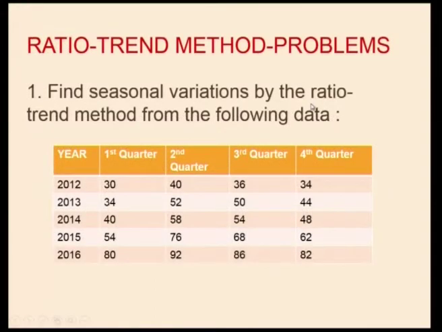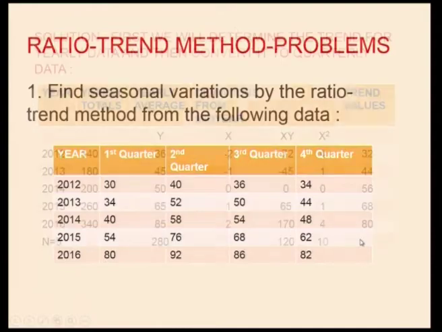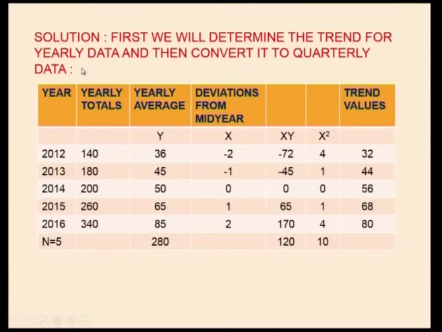Let us see some of the simple problems. Find the seasonal variations by the ratio to trend method from the following data. So we are given the years from 2012 to 2016, and for each quarter he has given the corresponding values. For 2012 you have 30, 40, 36, 34. For 2013, 34, 52, 50, 44. And finally for 2016, 80, 92, 86, 82. Now let us see how to compute the seasonal indices. First we will determine the trend for yearly data and then convert it to quarterly data.